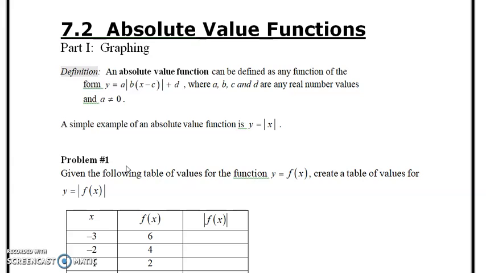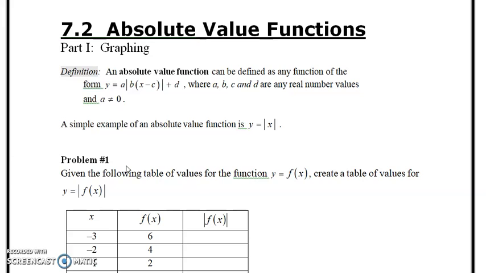So an absolute value function can be defined as any function of the form y equals a absolute value b bracket x minus c closure brackets, finish the absolute value sign, plus d, where a, b, c, and d are real number values, and a cannot obviously be 0, then the whole thing would be gone. It would just be equal to a straight line.